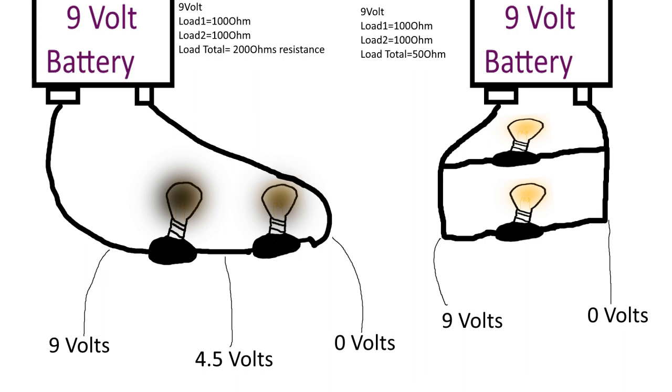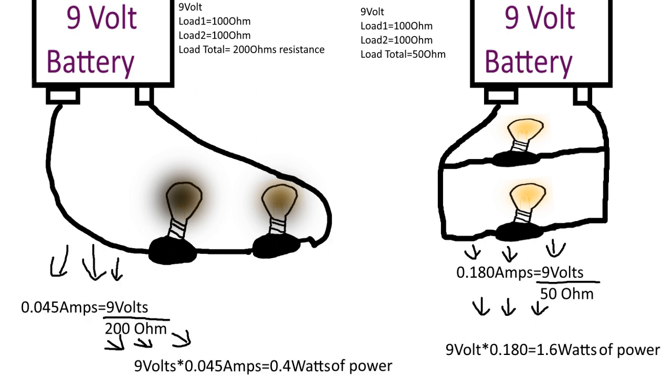And the thing about regular incandescent light bulbs is that they get darker the less voltage you apply, because less voltage means less current as well. And voltage times current is power. So yeah, that's why lights in a lighting circuit are almost always in series.